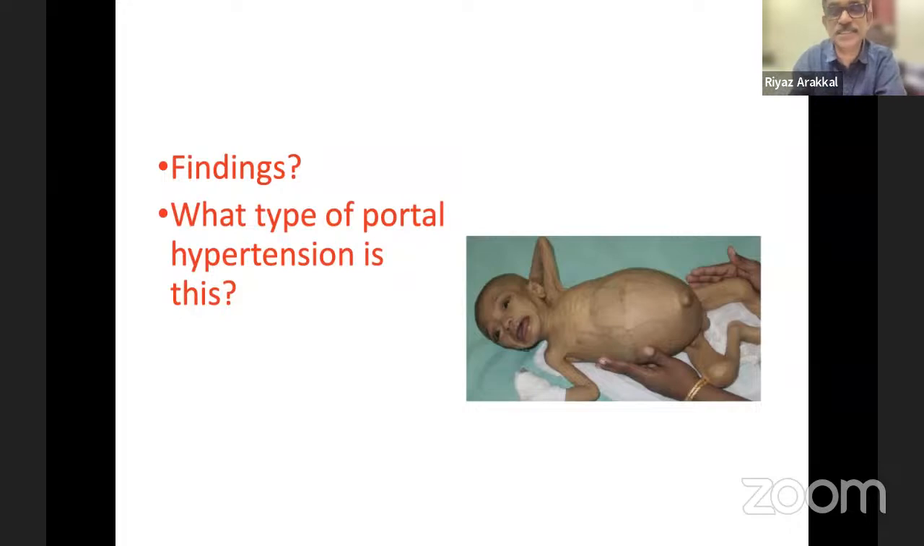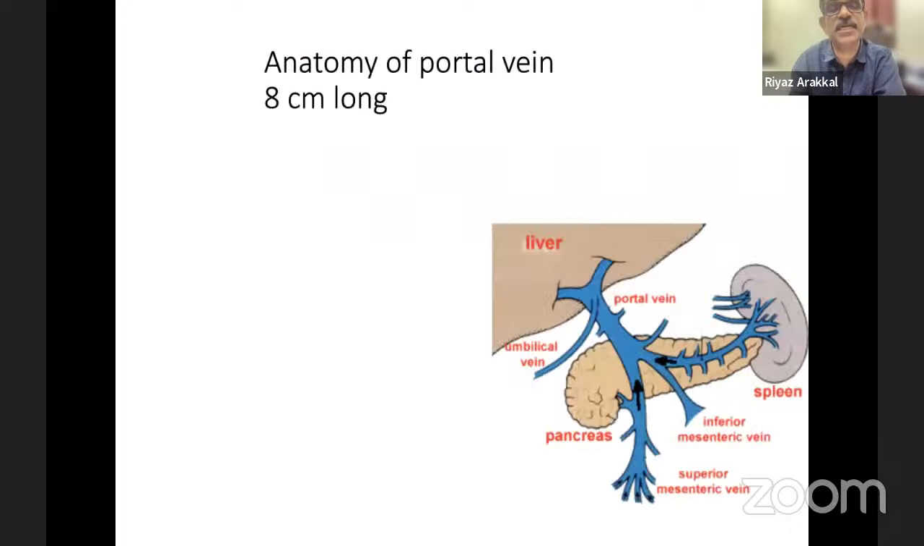What type of portal hypertension? Is it extrahepatic or intrahepatic? Do you get dilated veins in extrahepatic or intrahepatic portal hypertension? Sometimes the students find it very difficult to appreciate. So I'll take some time to discuss the fact that you get dilated anterior abdominal wall veins only in intrahepatic portal hypertension, that is, following cirrhosis.